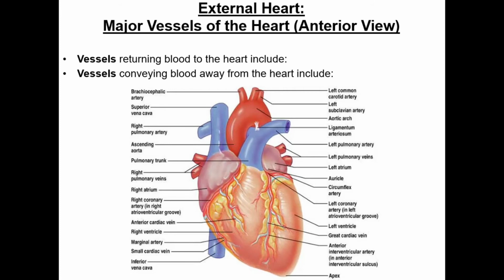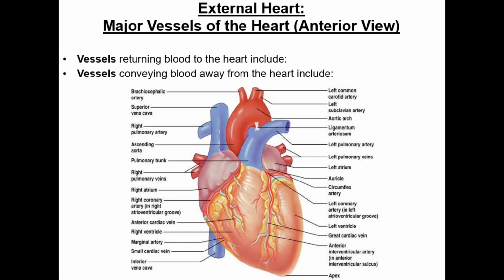The major vessels of the heart, anteriorly. The vessels returning blood to the heart include the superior and inferior vena cava, and the right and left pulmonary veins. The superior and inferior vena cava, right and left pulmonary veins. The left pulmonary veins, these are the right pulmonary veins.